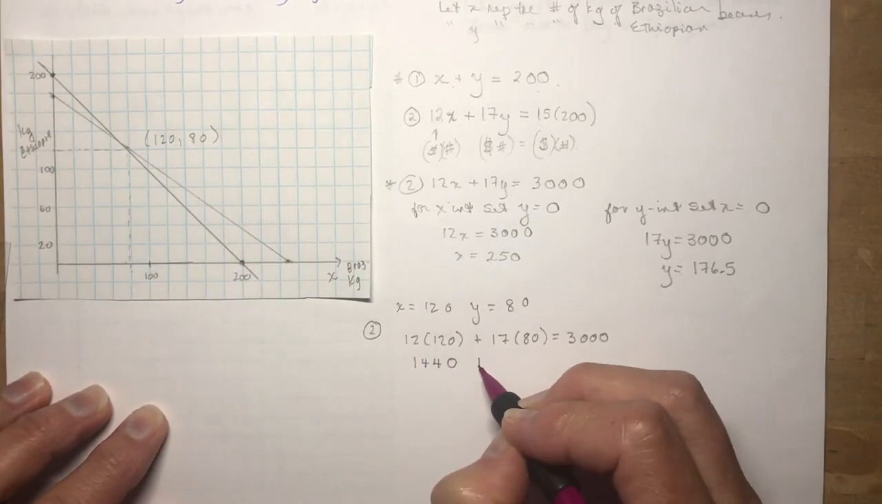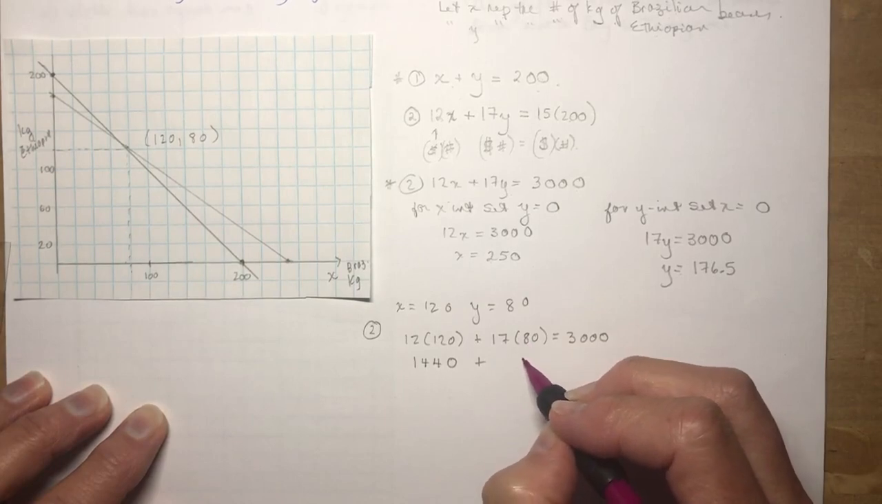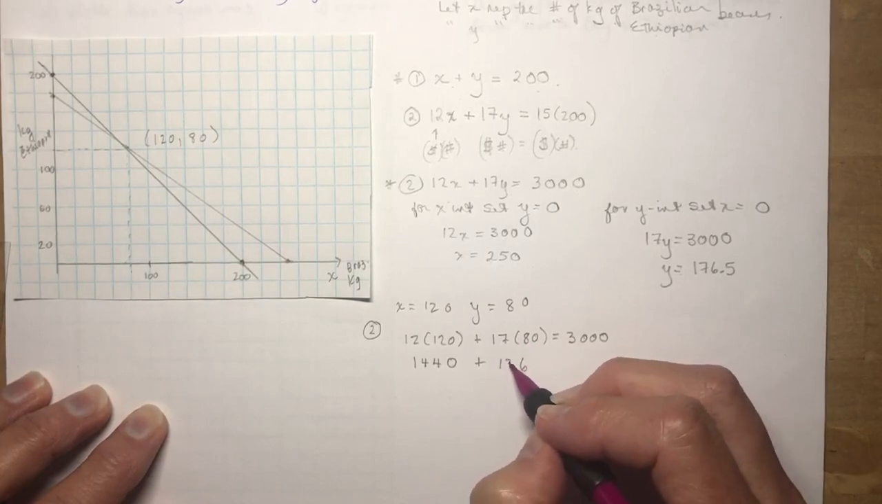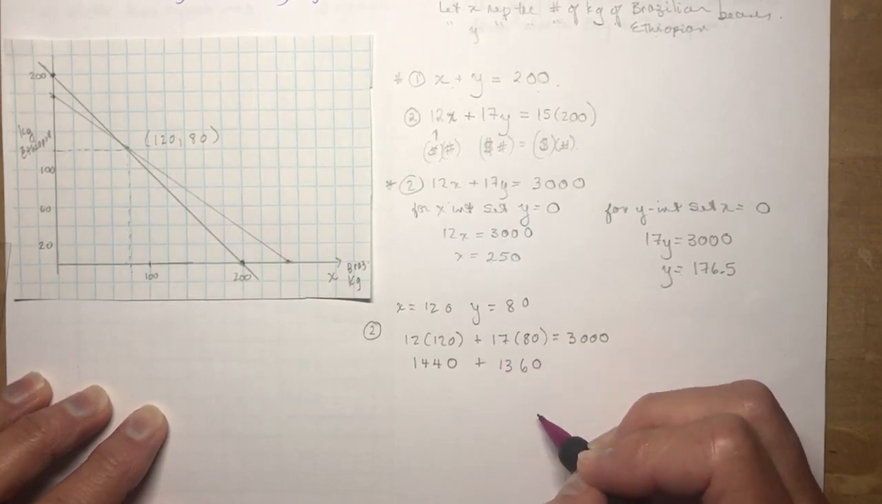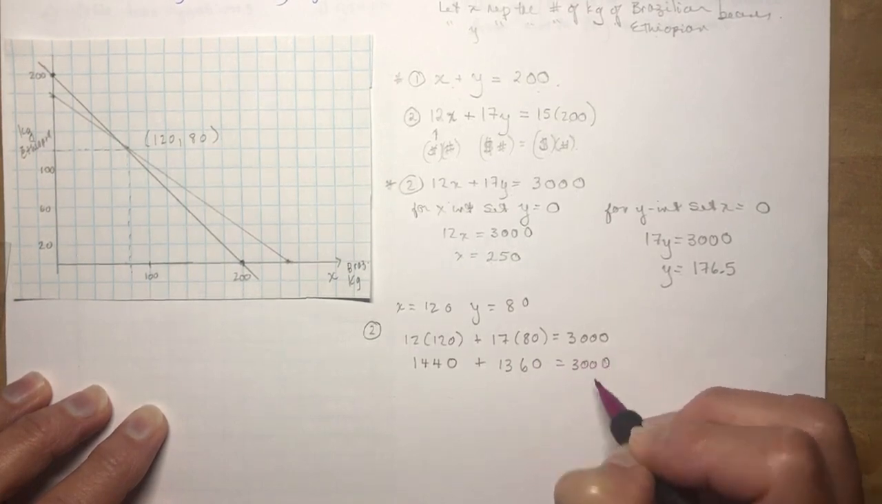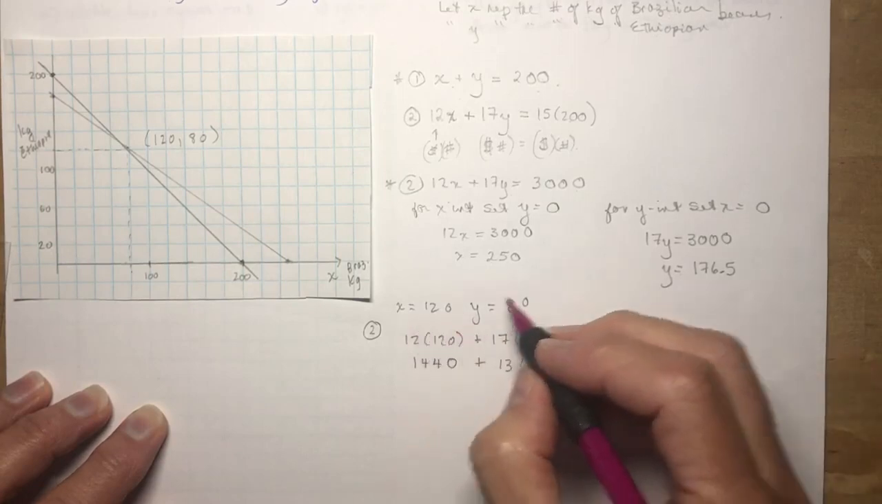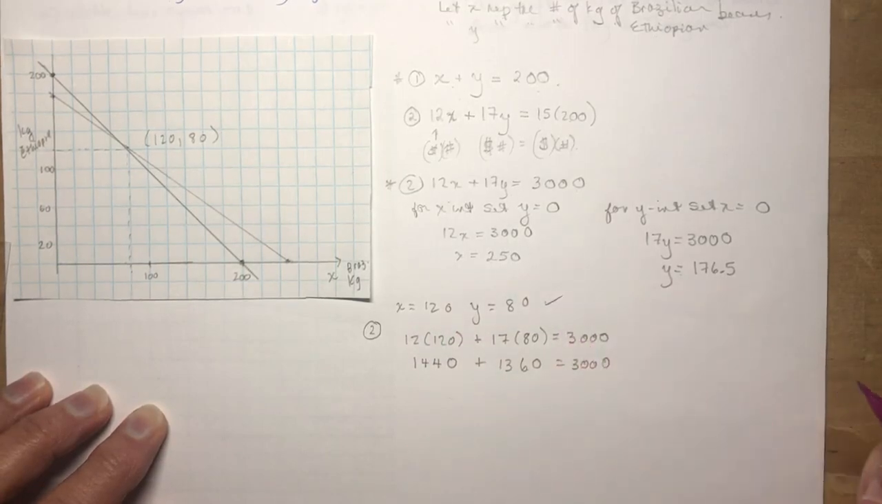1440. And this 17 times 8, 56, 5, 8, 136, 0. Is that equal to 3,000? 10, 6, 10. It is. Okay, hooray, hooray. So that means this is the correct solution, right?